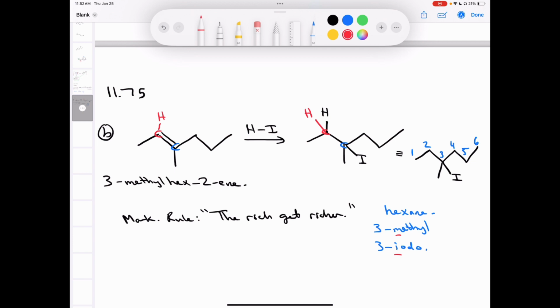And so the final name of that compound, if you just bear with me, I'm going to write it at the bottom of the screen, would be 3-iodo-3-methylhexane. Now remember that we always separate numbers and letters by hyphens. Okay, always numbers and letters by hyphens. And if you were to have multiple numbers, one after the other, you separate them with commas.